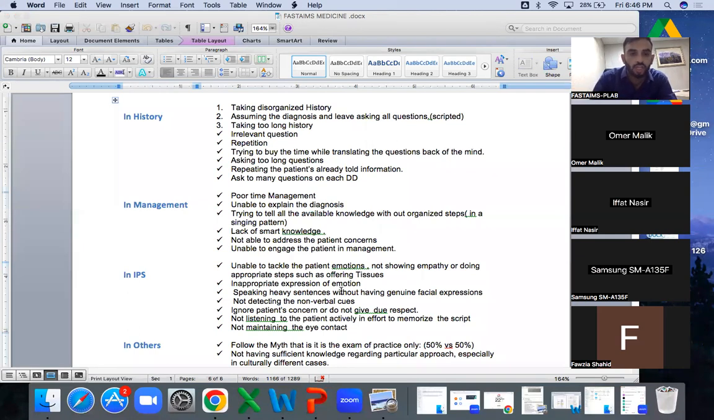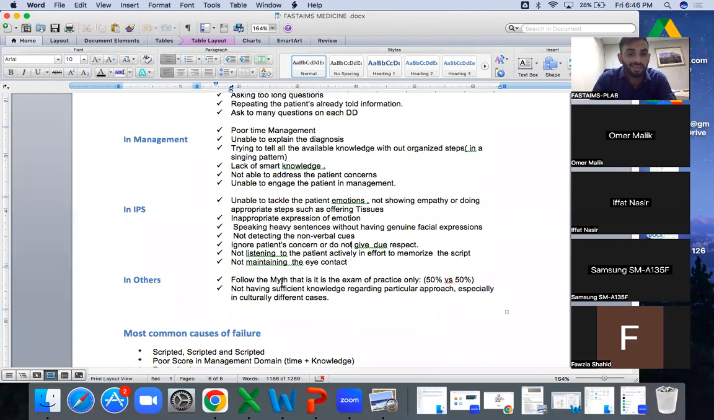These are the things you need to keep in consideration. Another thing is following the myth that the exam needs only practice. No, it is not. You need to have the knowledge and you need to have the practice, both. So clear your myth today. This is not the case. You have to practice and you have to have the knowledge about it. Not having sufficient knowledge of the particular approach is one of them.